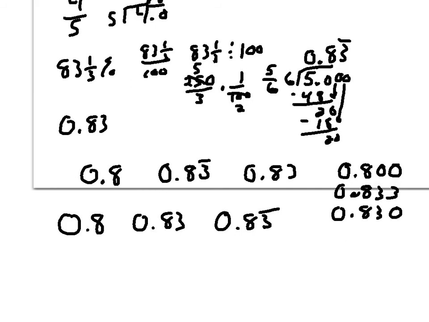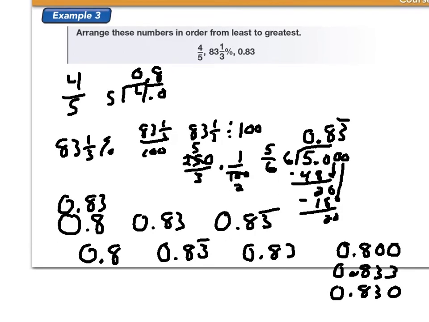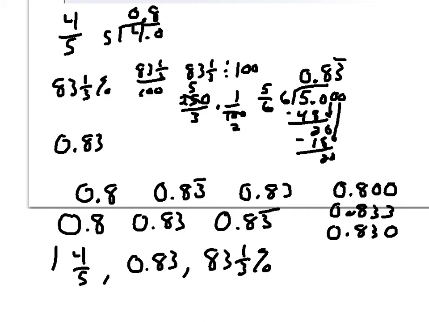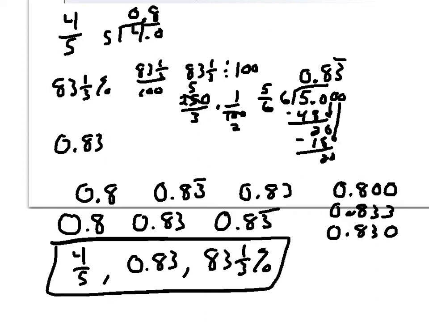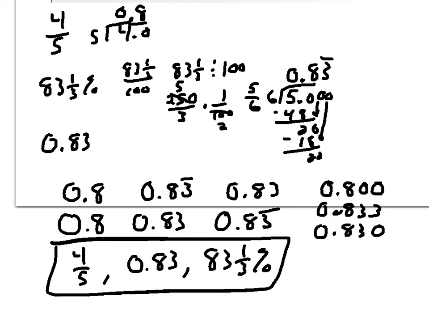And the last thing we need to do is put these in the form they were originally. So if I look up here, we've got 4/5 was 0.8, so my first number is 4/5. 0.83 started as 0.83, and the other one was 83 1/3%. A lot of work, but notice again I converted each of them to a decimal and then compared those decimals. That's the best way to go about doing this. And let's move on to the next example.